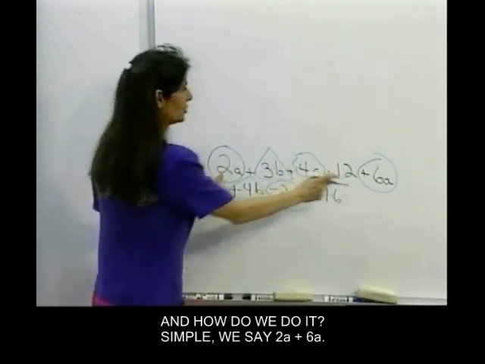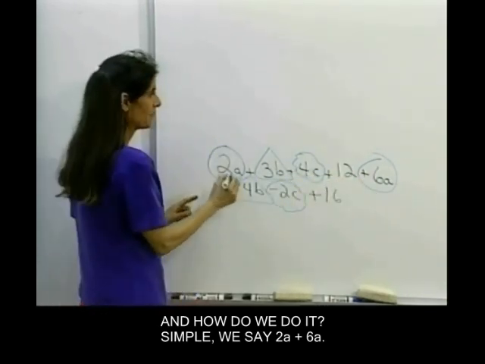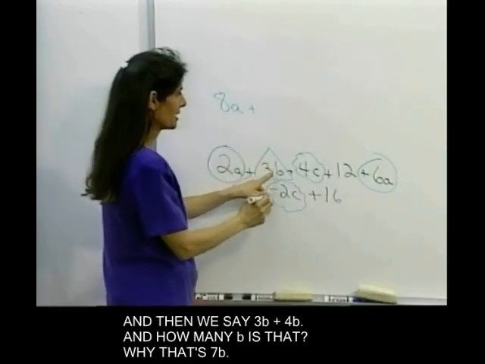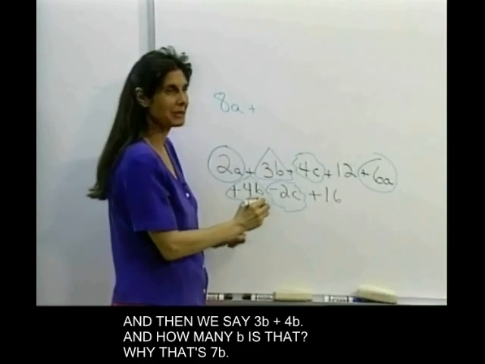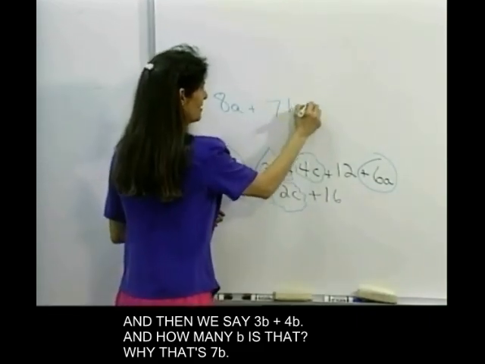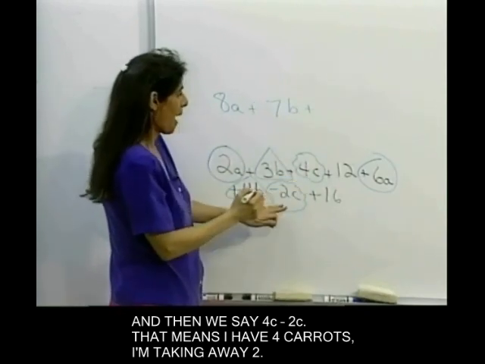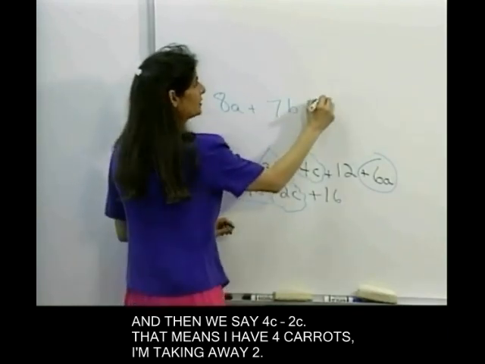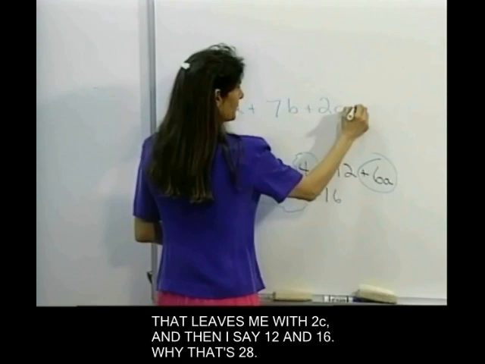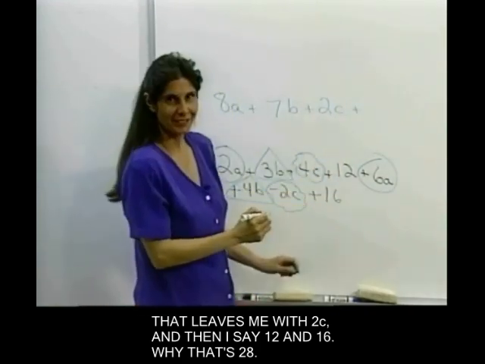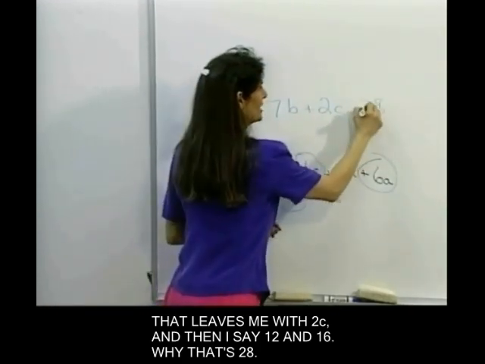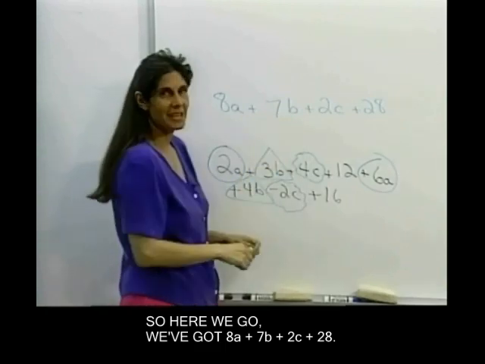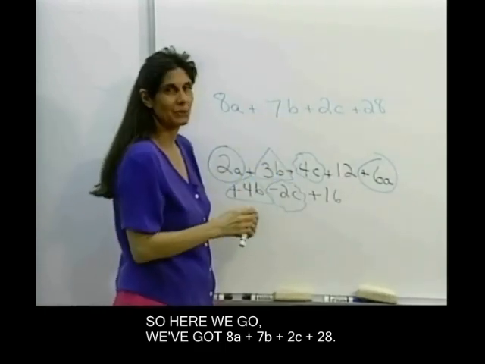Simple. We say 2A plus 6A. And how many A is that? Why, that's 8A. And then we say 3B plus 4B. And how many B is that? Why, that's 7B. And then we say 4C minus 2C. That means I have 4 carrots, I'm taking away 2. That leaves me with 2C. And then I say 12 and 16. Why, that's 28. So here we go. We've got 8A plus 7B plus 2C plus 28.